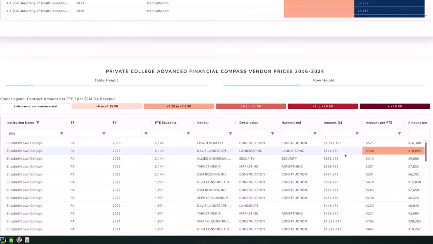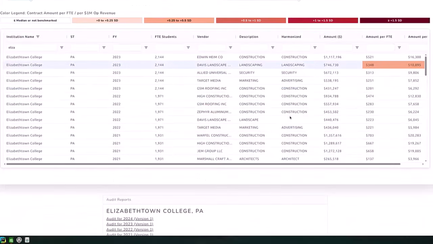Can you scroll that up? This landscaping contract looks a bit high. And then there's a whole bunch of construction contracts. The marketing contracts look good. Whole bunch of construction contracts.